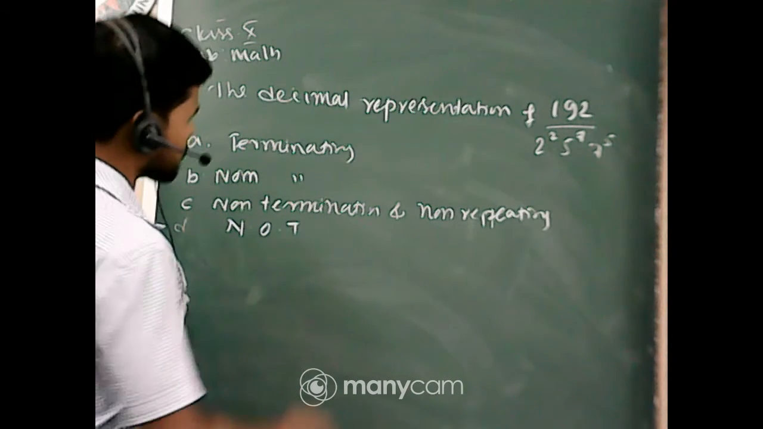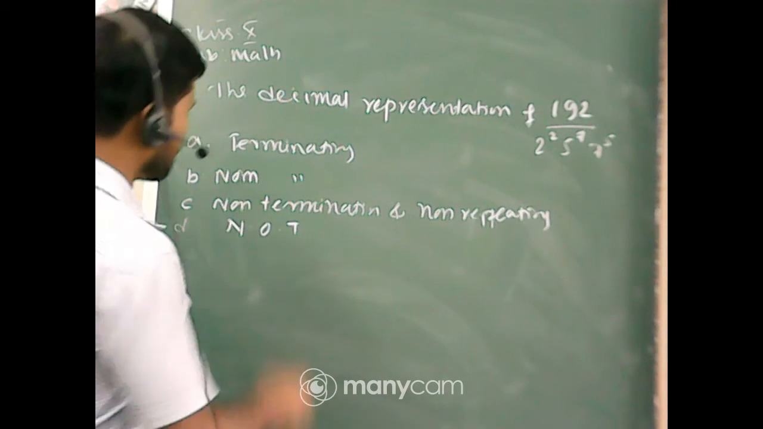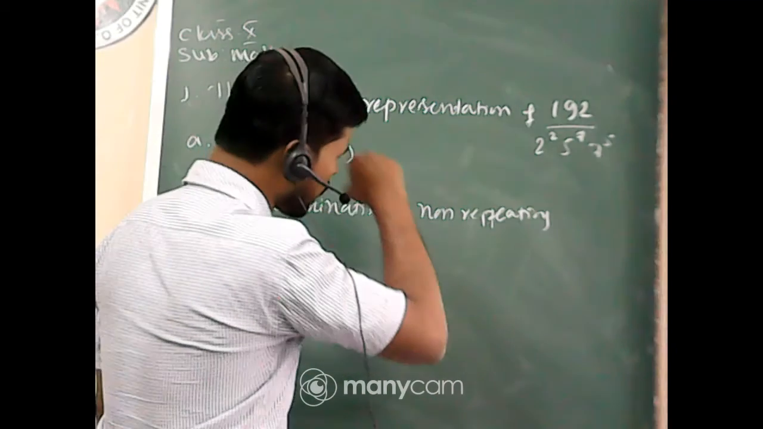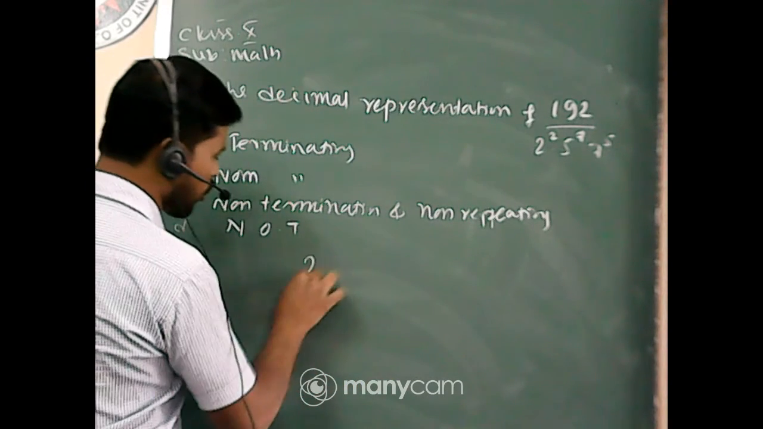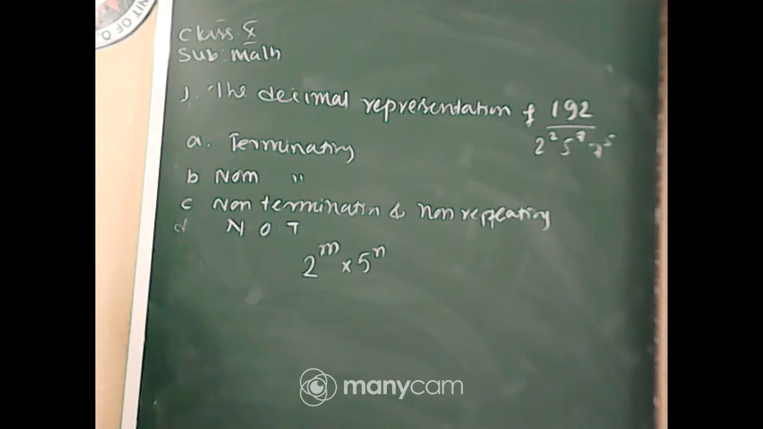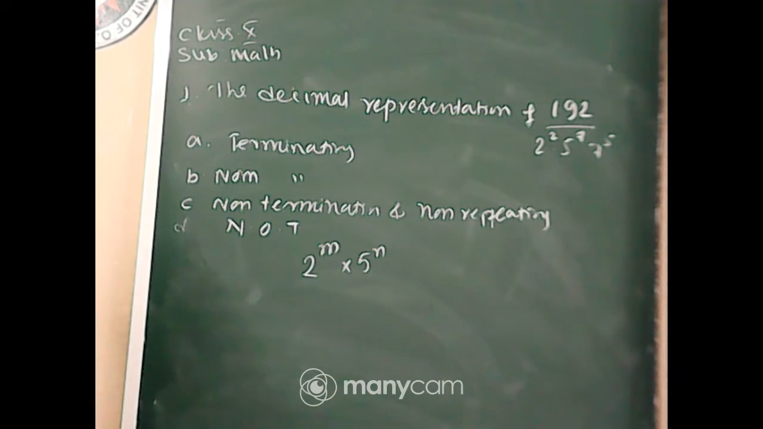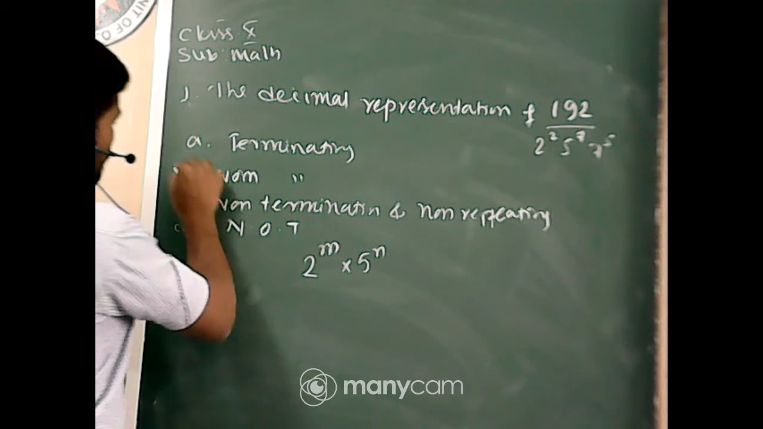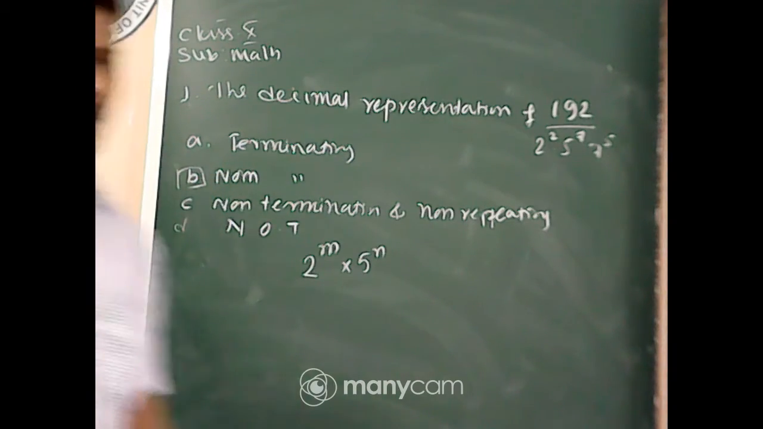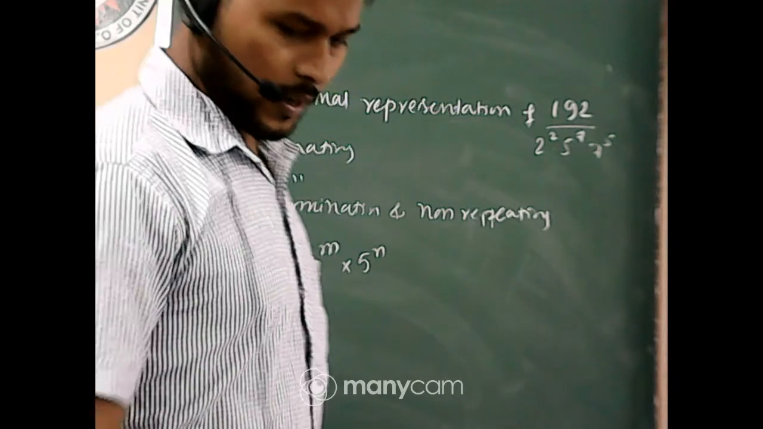Yes, option number B. We know that if the form of the denominator is not of the form 2 to the power m into 5 to the power n, then the number has a non-terminating decimal representation. Otherwise, it has a terminating decimal representation. So here the option will be B, non-terminating decimal representation. Clear? Okay.